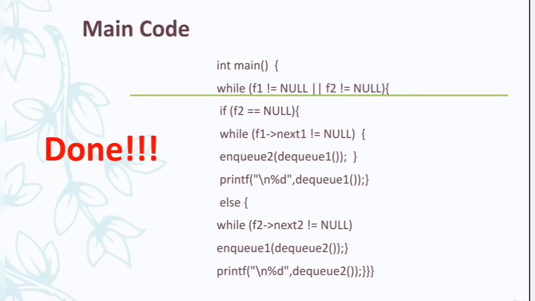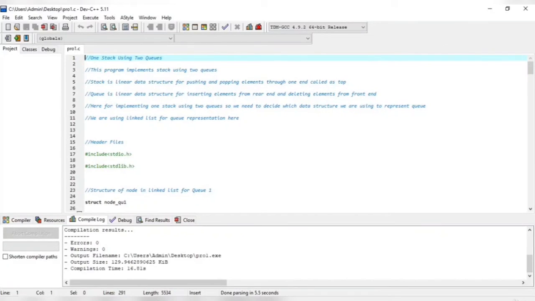So done with this code. Now we will see how this code works on a compiler. So let's see the code. So this is exactly the same program which I have explained in the PPT. So let's try to execute it.